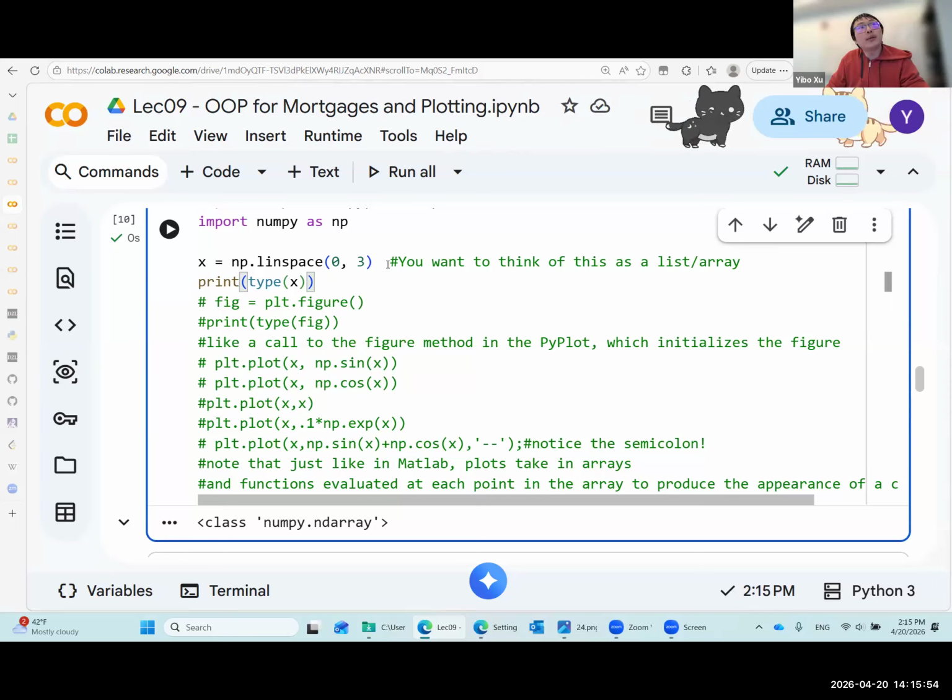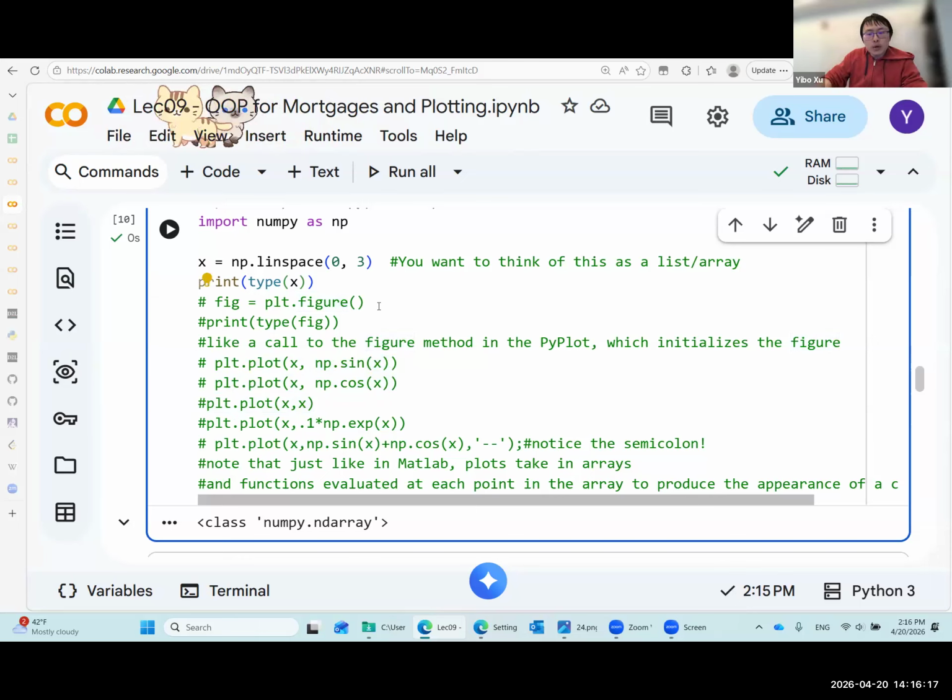Those are the x values. You then associate x with all these sine values, so that will give you a bunch of points on the sine curve. Then x with cosine x, so that will give you a bunch of points on the cosine curve. And then there will be different curves. So let's uncomment all these.